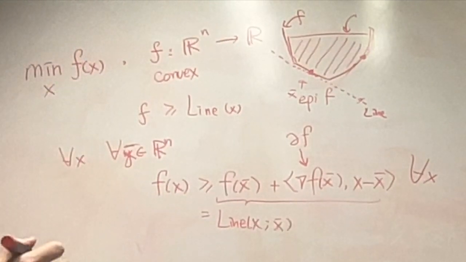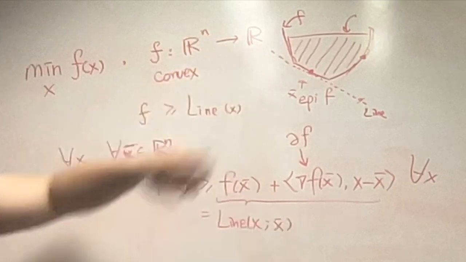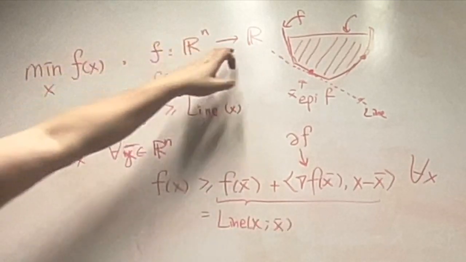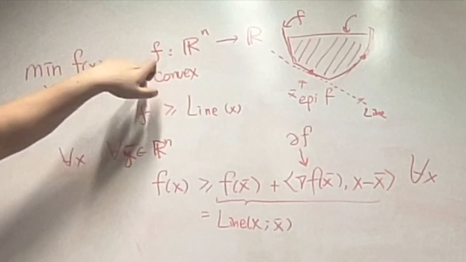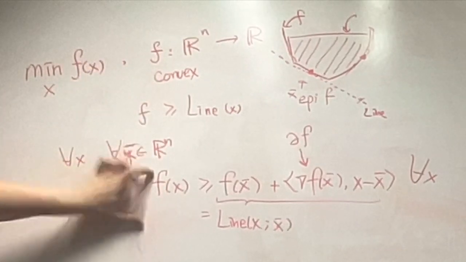The function f has the following condition. It's an Rn to R. That means input is a vector, output is a number. Convex. What does convex mean? This. What does it mean?